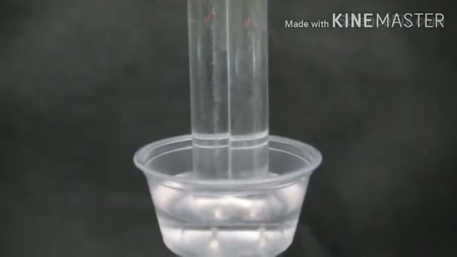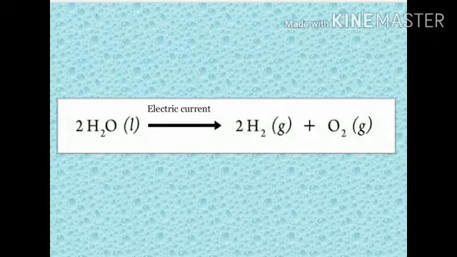Now let's write down the balanced chemical equation for it. 2H2O in liquid form, that is water in liquid state. When electricity is passed through it, we get 2 volumes of hydrogen gas, 2H2, plus 1 volume of oxygen gas, O2.